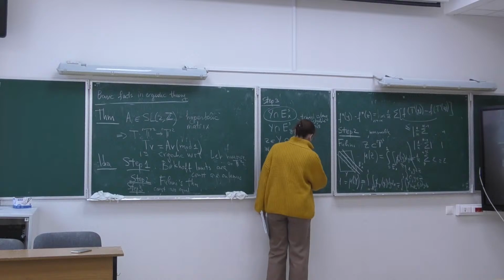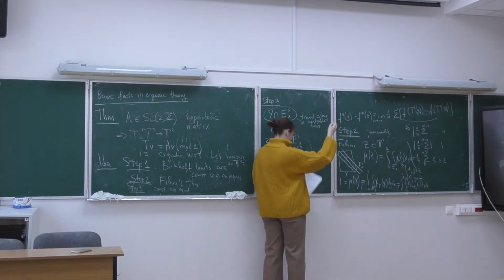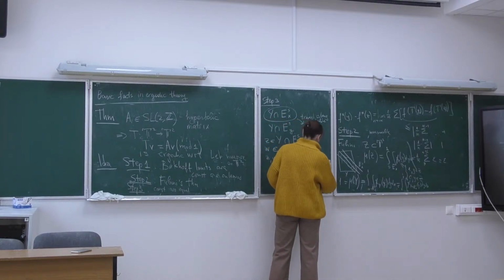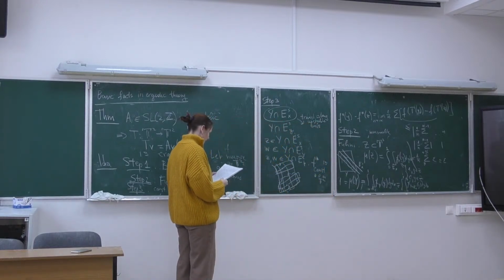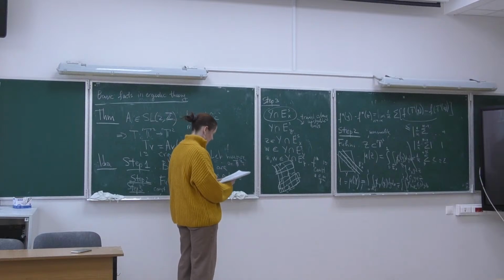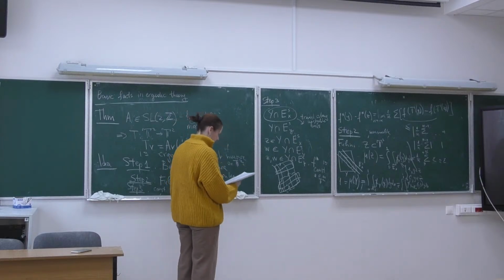So, as a result of this observation, we get that F star is constant almost everywhere on T2. So now we need just one more last of them.